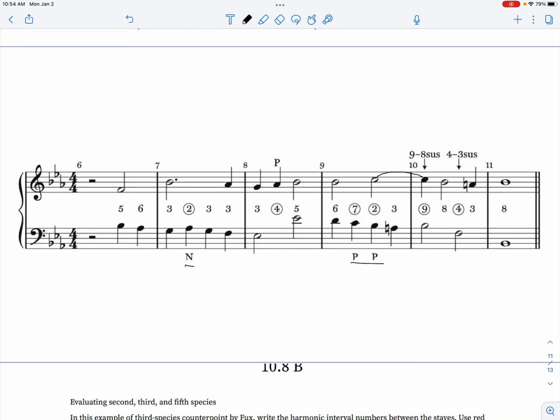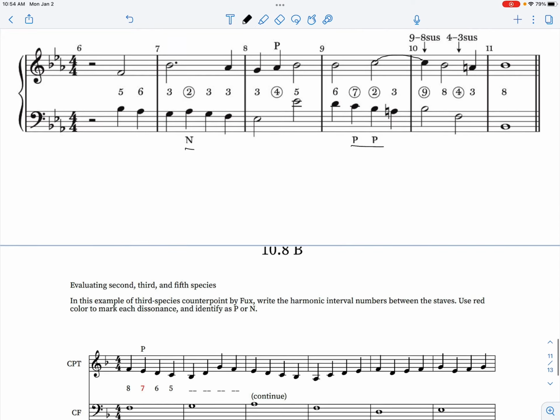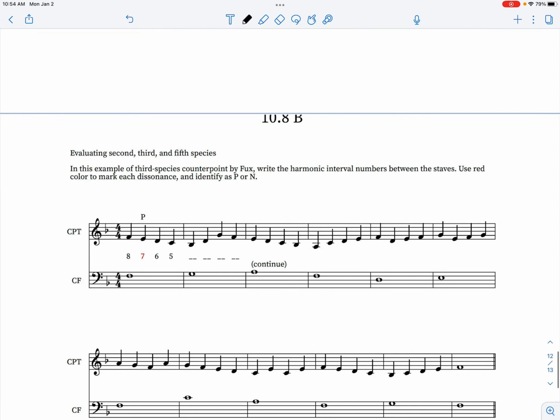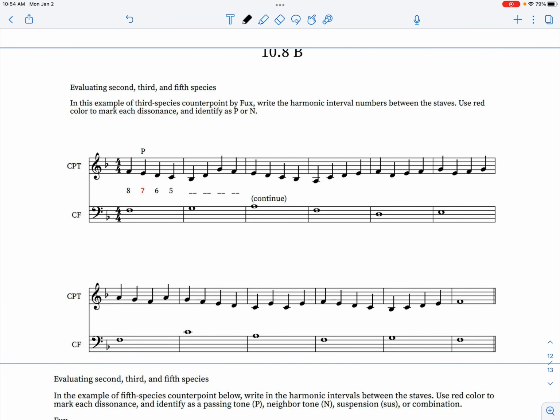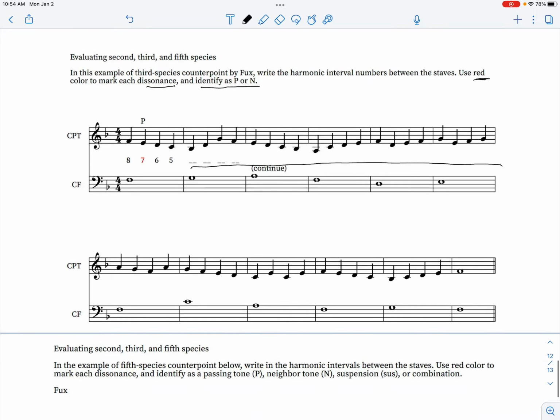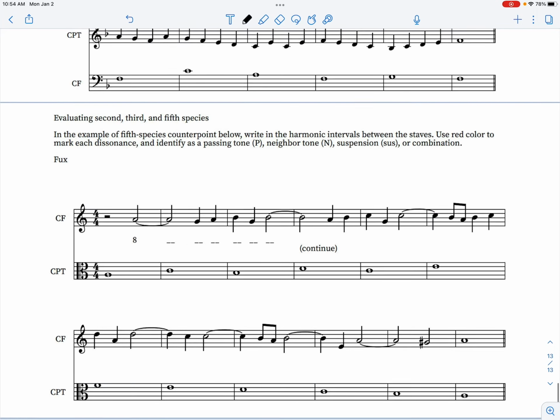That's all for chapter 10 that I want to cover. You do have the No Fly assignment, but it's very easy. Only 2 of them. Let me give you a quick review. In the first assignment, you have to label all the intervals. If you're doing it on the computer, mark the dissonances in red. If you're doing it on paper, just circle them like the old practice. Then find the dissonances and identify whether they are passing tones or neighbor tones. That's the first exercise.